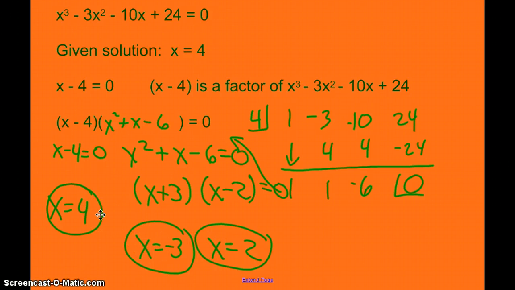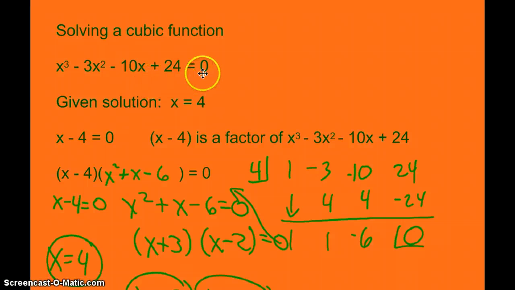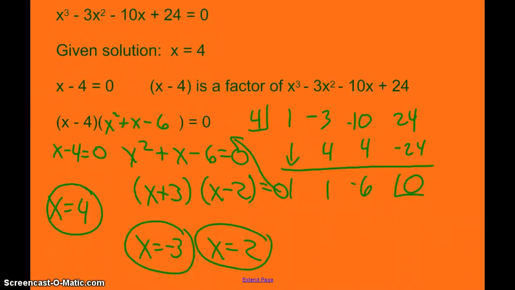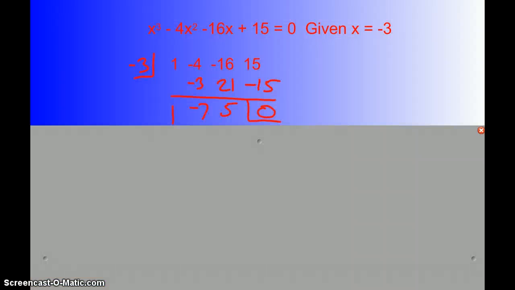If you would graph this in your calculator, again, we're trying to make connections between our equations and our graph. We're looking where it equals 0, so if you used your calculator to find the zeros of this function, they would be at 4, negative 3, and 2. Let's look at one more example. Our original equation is x cubed minus 4x squared minus 16x plus 15 equals 0.